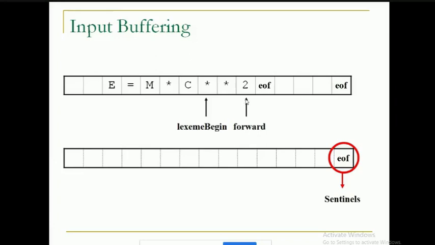Again, the forward pointer will move to the next one. If there are no characters or no content present in the buffer, you can also include an end of file when you are reading the contents from the keyboard. When it reaches this end of file, it will stop scanning. This is what we studied in yesterday's class also.